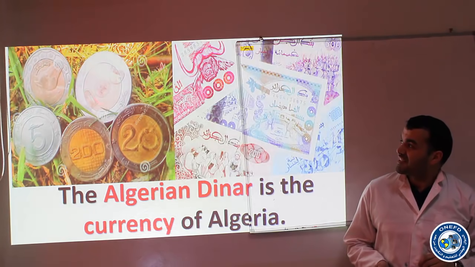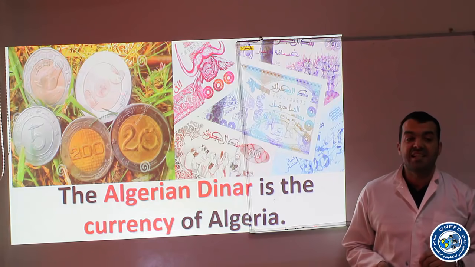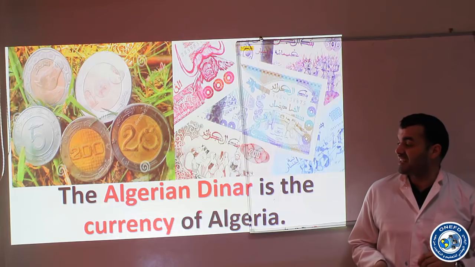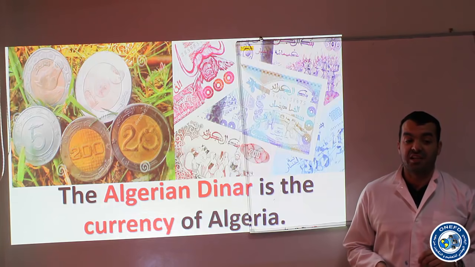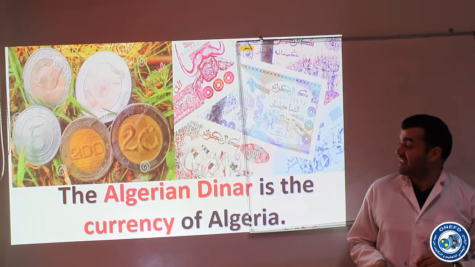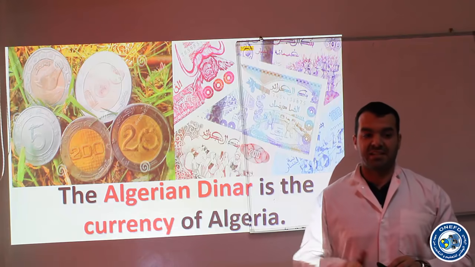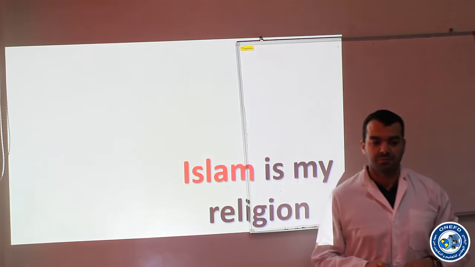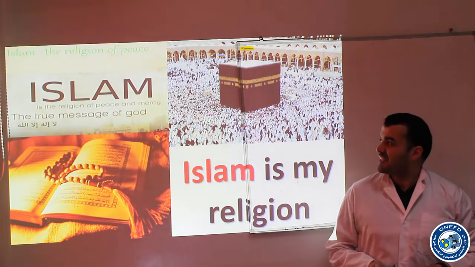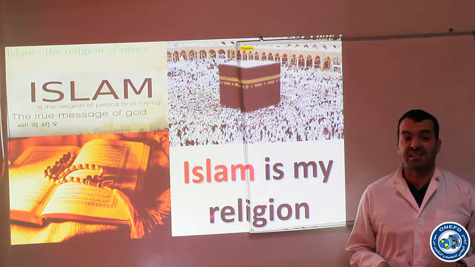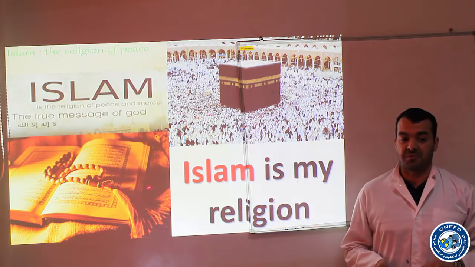Now, what do we call this? We call it currency. So the Algerian dinar is the currency of Algeria. Money, currency. Okay? Islam is my religion.